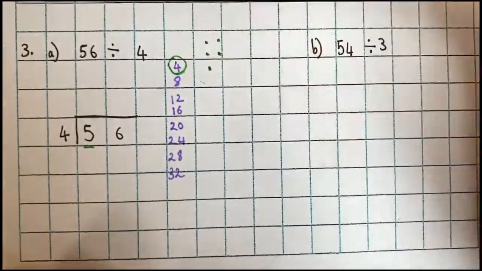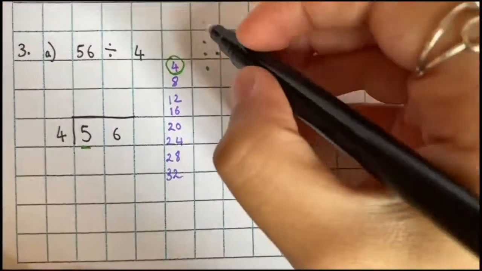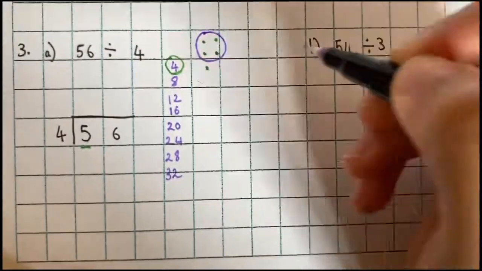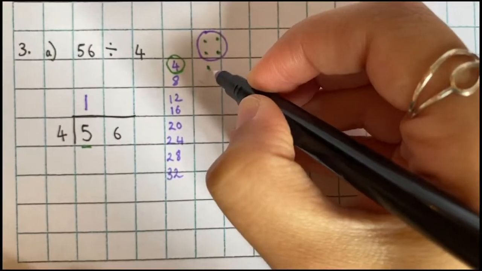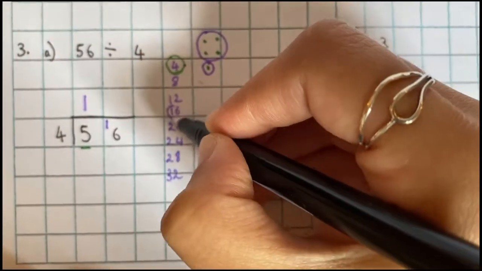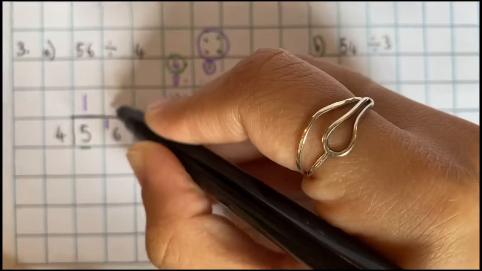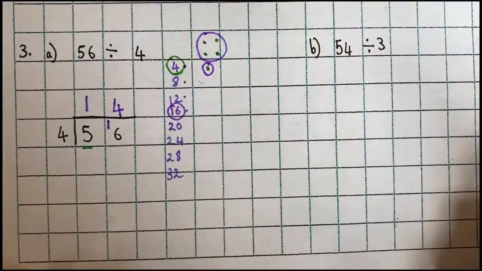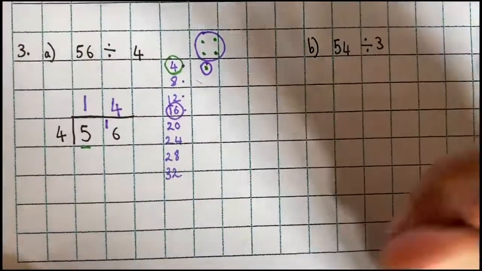Or you can draw out your 5 dots, and then we'll find how many circles of 4 you can make. I can only make 1. And the remainder there is 1. So there's 1 left over. So I have 16, and I can see that exactly 4 4s fit into 16.